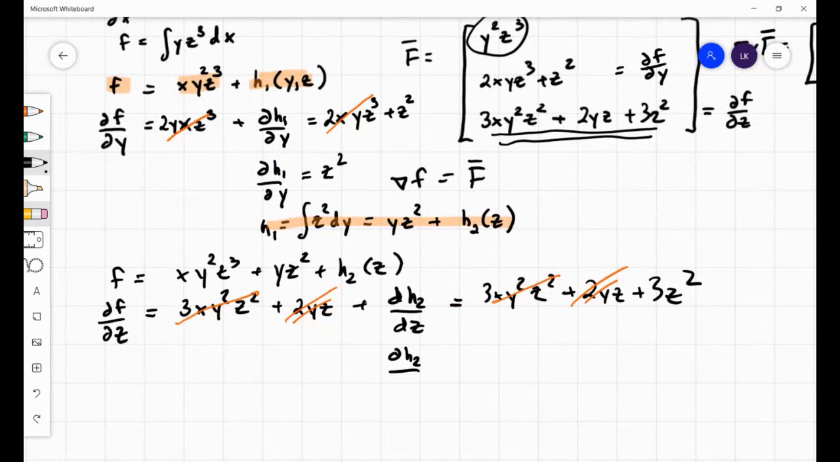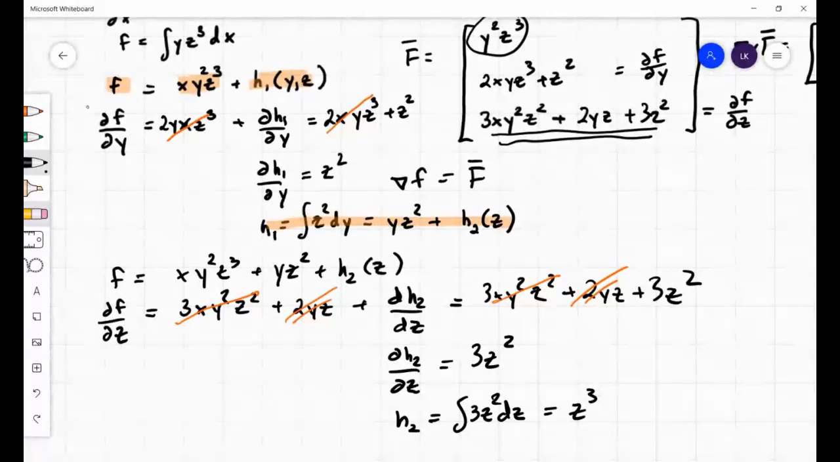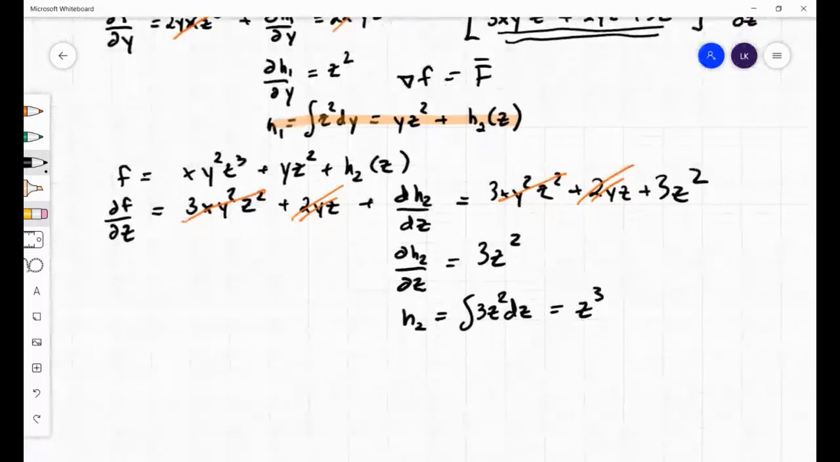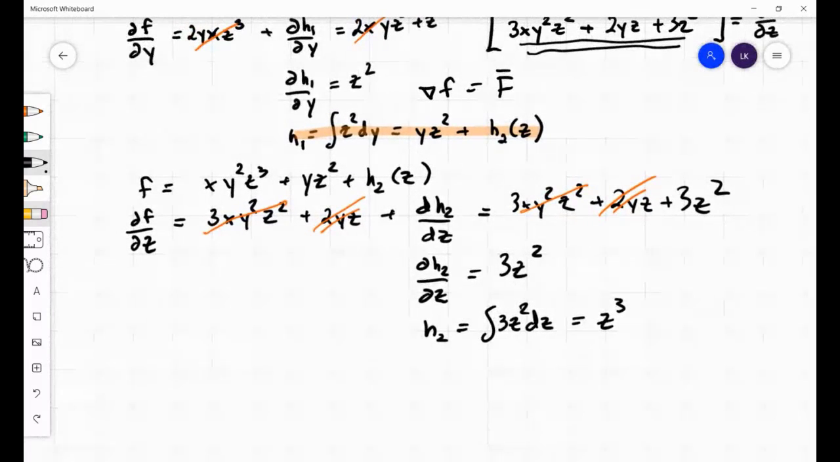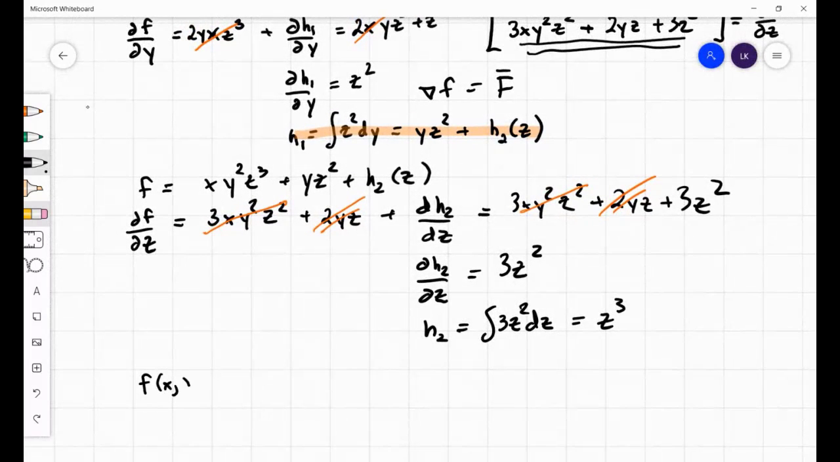So now we can recover h2 by anti-differentiating with respect to z. And we would get z cubed up to a constant of integration, which I could make anything, really, so I can make it 0. Okay, so now we finally have our 0 form, if you will, a real valued function. h2, we found this to be z cubed.